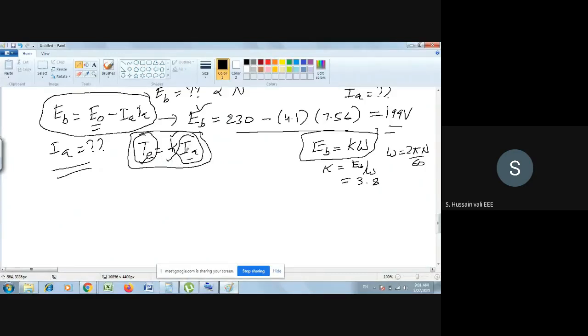So the logic here is simple. We want to find out IA from this equation. To find out IA, we need to know what is K, we need to know what is TE. K we find out from the back EMF equation. TE we have to find out. Okay, how to find out TE?